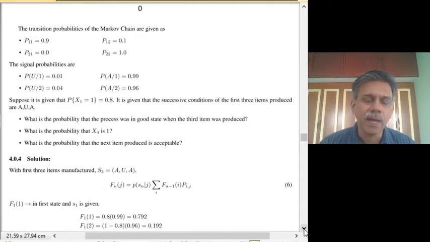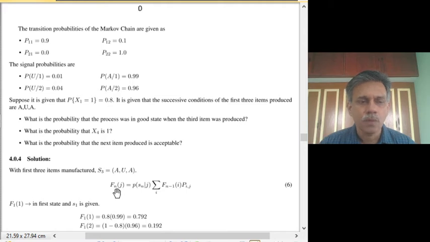So remember that we will try to formalize the problem. We have a signal vector S3 consisting of 3 signals obtained at times 1, 2 and 3. They are A, U and A. So the signal vector is available. As we mentioned, we would always be keeping track of this quantity capital F_n(j), where j stands for the state and n stands for the time.